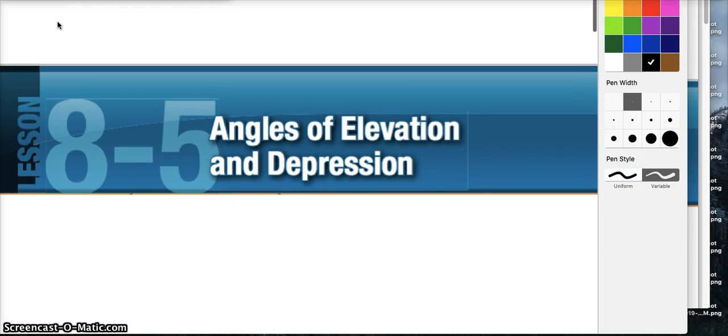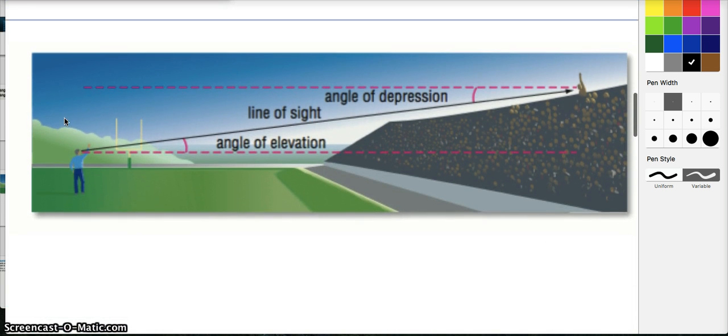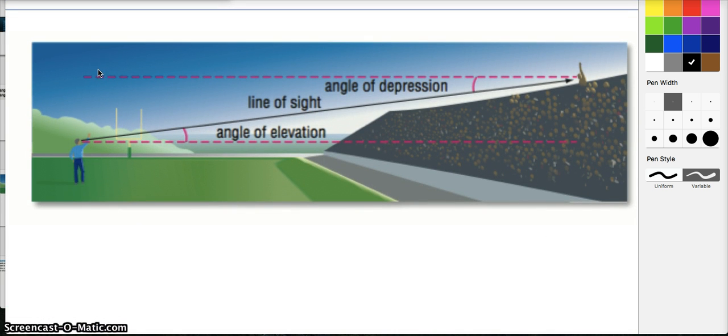We're looking at section 8.5 and we're talking about angles of elevation and depression. To get a better sense of our vocabulary phrases, angle of elevation and angle of depression, I think this visual is most helpful. If you use the pink lines as your line of sight, and your line of sight is straight across and you are looking up, that is considered an angle of elevation. And if you are up high and you are looking down low, that is considered an angle of depression.